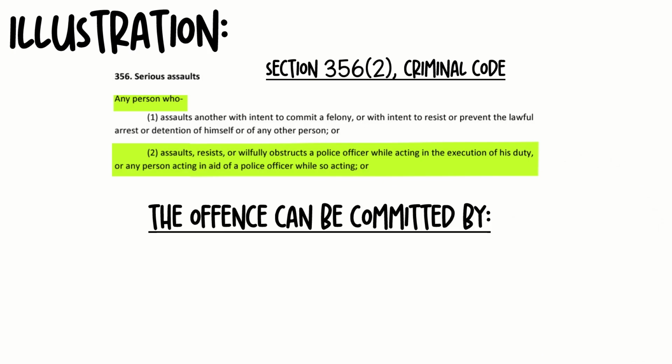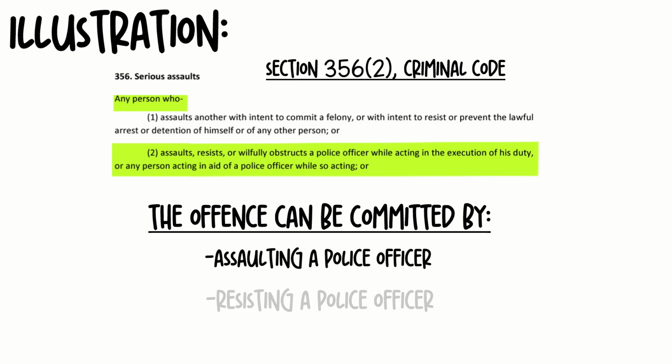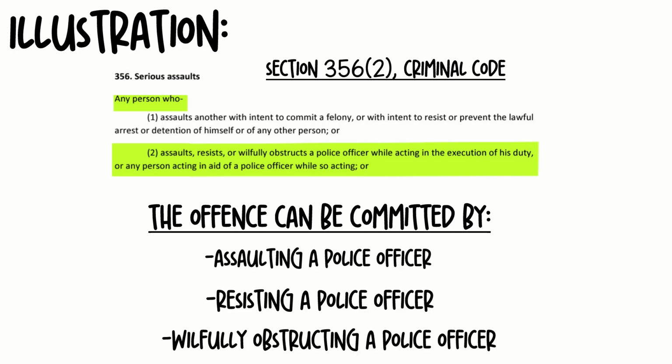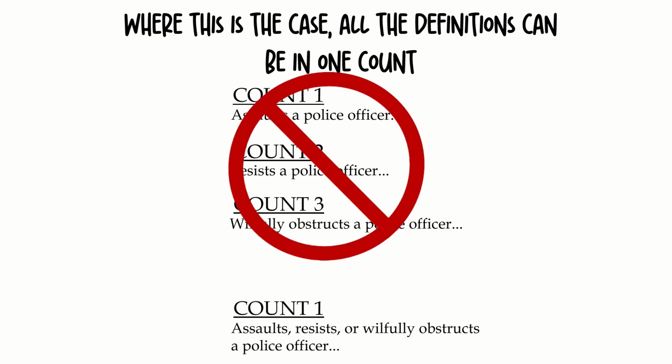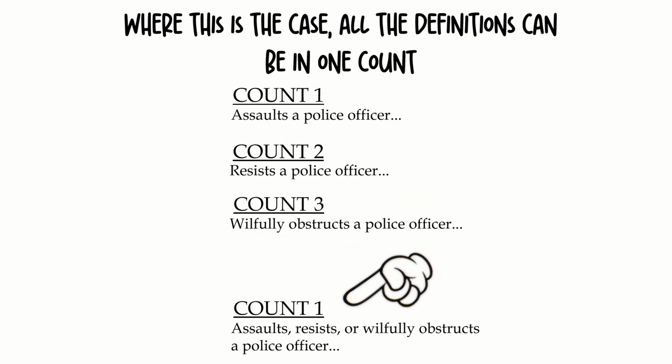Take note of the any person who assaults, resists, or willfully obstructs here. This definition is alluding to the fact that the offense can be committed in 3 different ways, which are assaulting a police officer, resisting a police officer, and willfully obstructing a police officer. Now, where this is the case, you don't need to separate them into 3 different counts. Just put them all in one count.